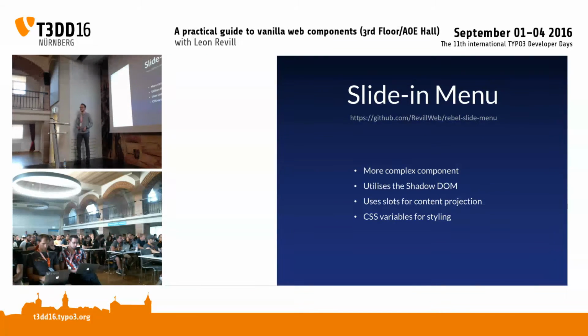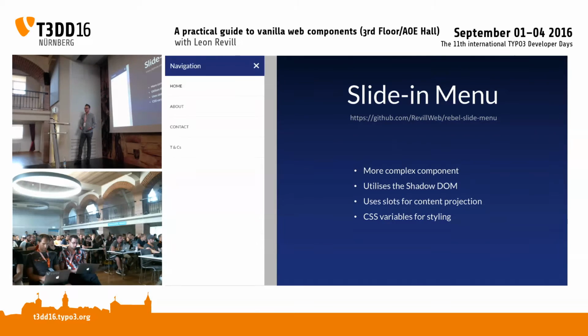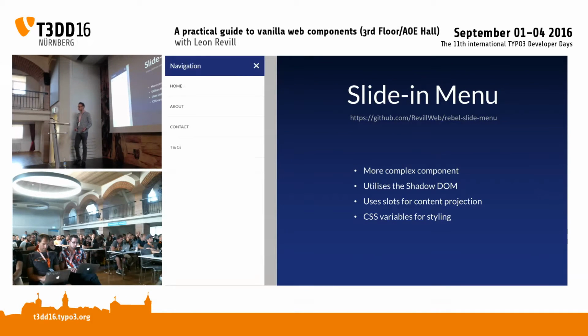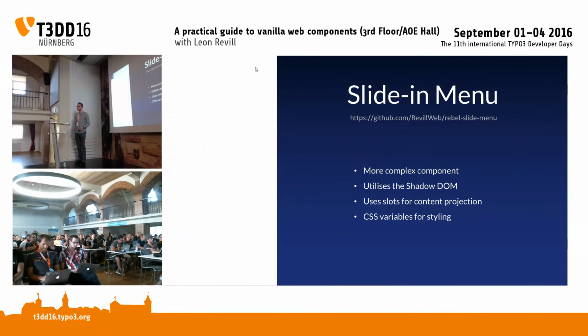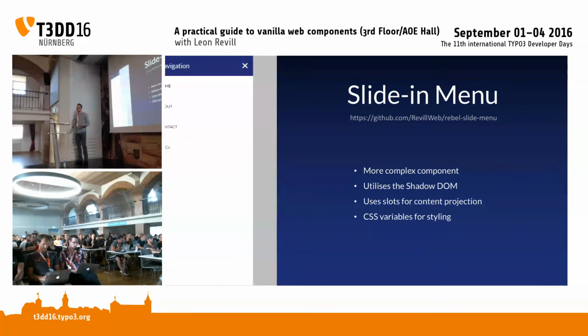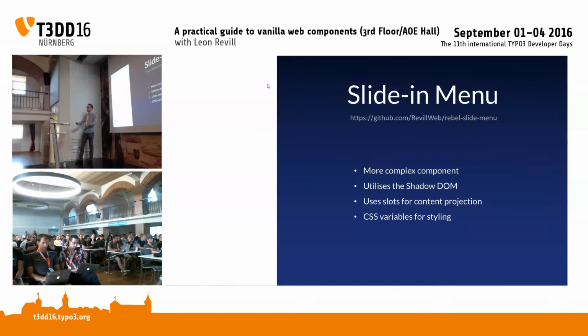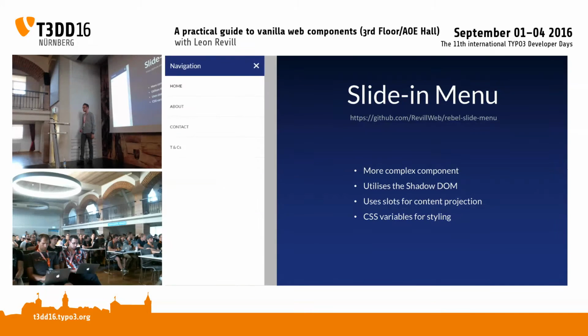So it's going to build on top of everything that we learned from the previous component. This time it's going to utilize the shadow DOM, one of the more exciting features of the web component specification. It's going to use slots for content projection. So that means that we can basically provide a way of users specifying content to go inside our component. And we're also going to use CSS variables for styling.